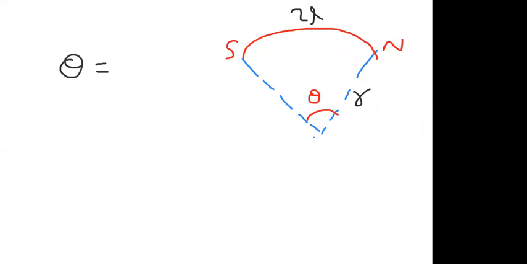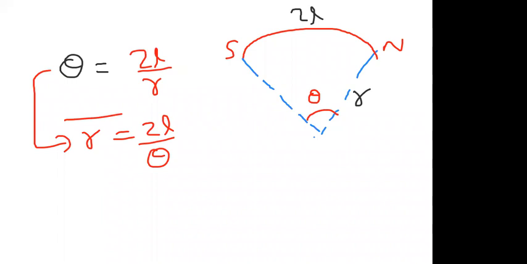For any angle in an arc, we can write theta is arc length by radius. So theta is 2L by R. Observe carefully, this is the angle theta. What is the definition of angle? Arc length by radius. Arc length is 2L, radius is R. So I can write theta is 2L by R, or I can also write the radius R as 2L by theta. Keep this in your mind.